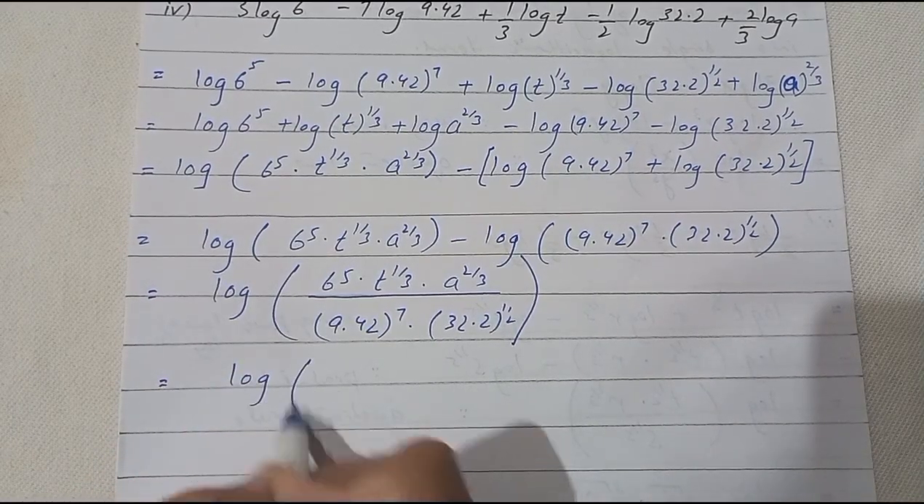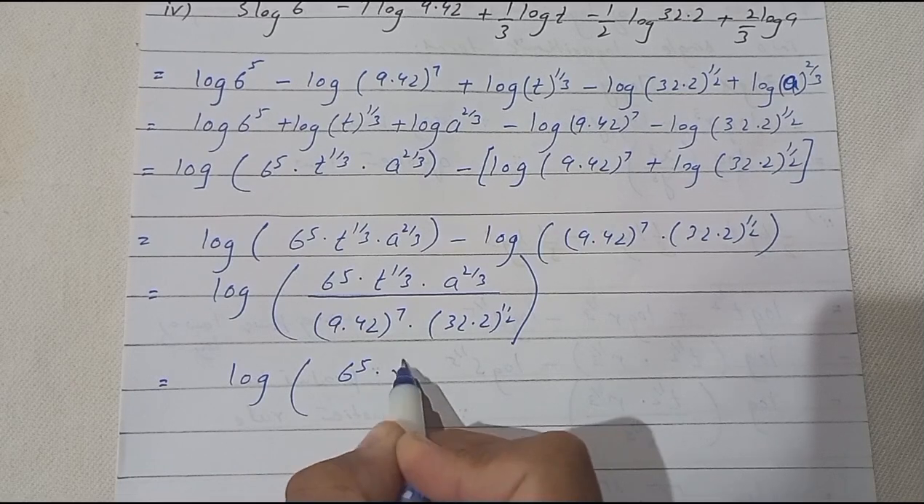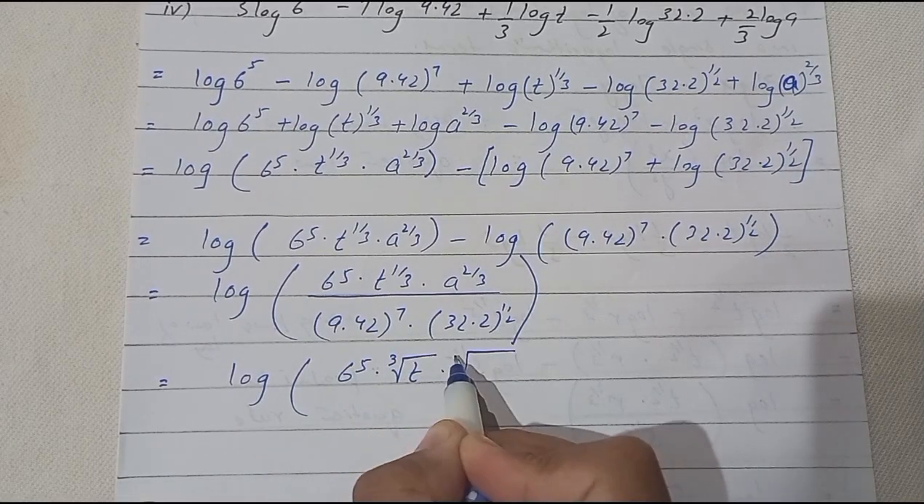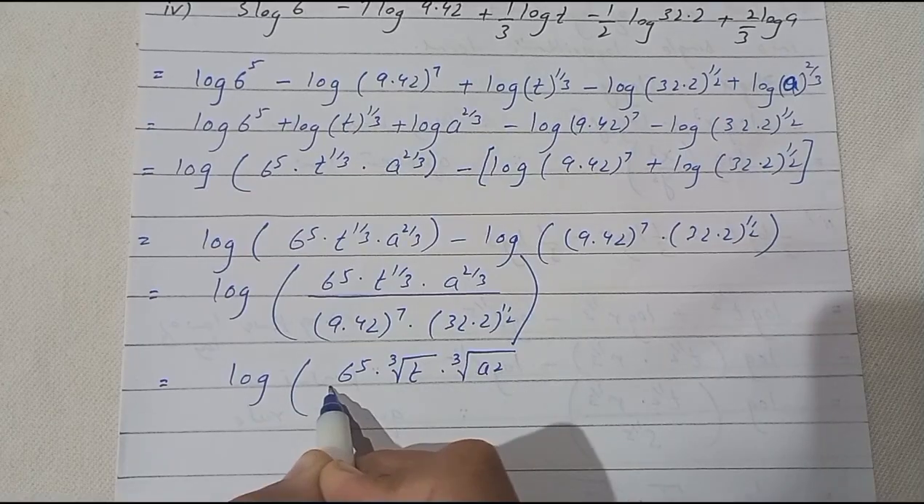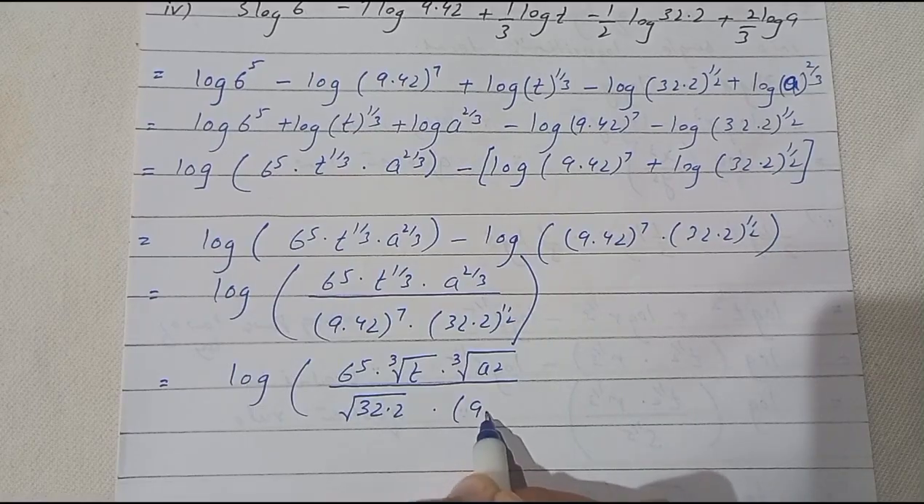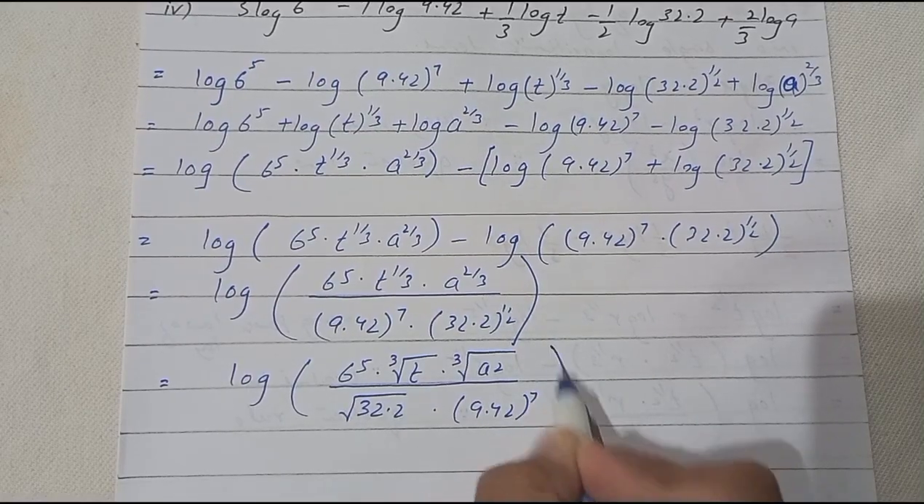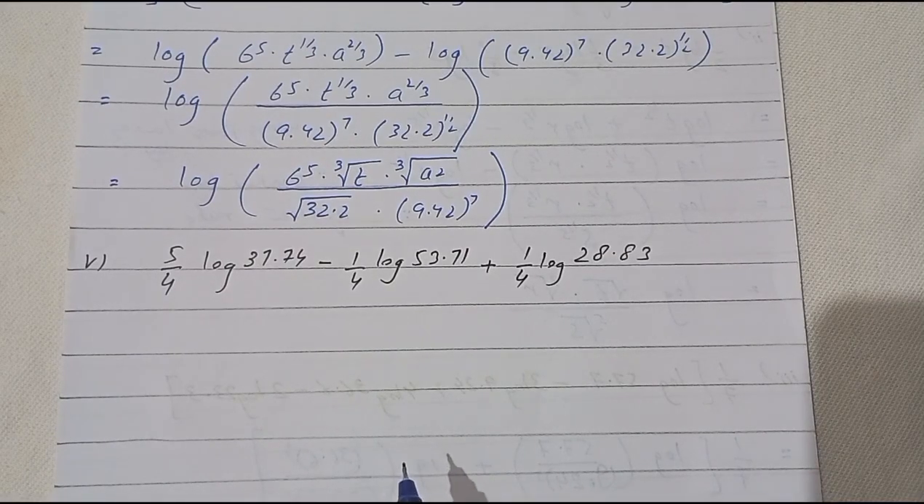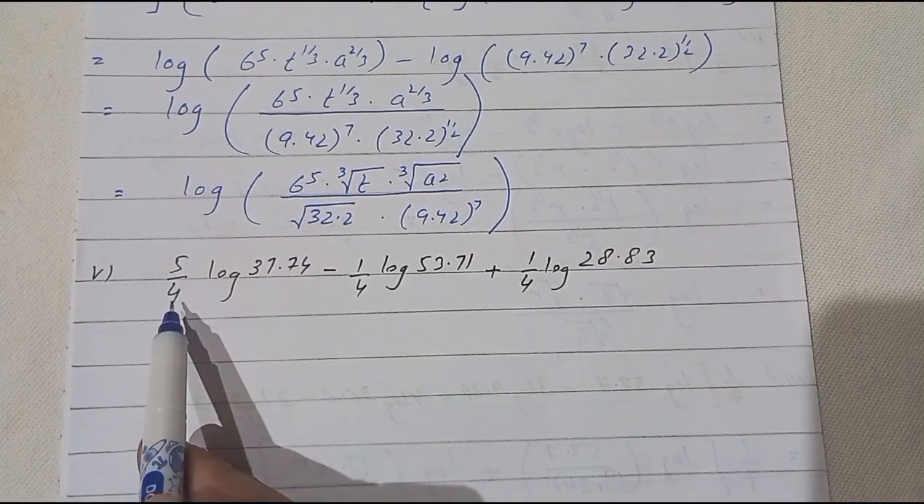Now we can write this answer in radical form as log of 6 power 5 cube root of t cube root of a square, divided by the square root of 32.2 and 9.42 power 7.